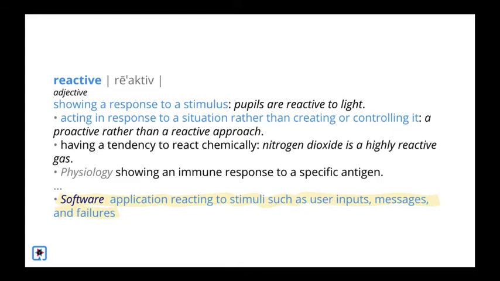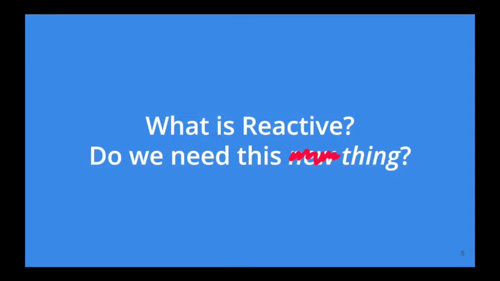But if you think about it, this is the nature of software, reacting to user input and things like that. So reactive is not new at all. Reactive comes from the roots of software, coming from the 60s. But what does that really mean today?